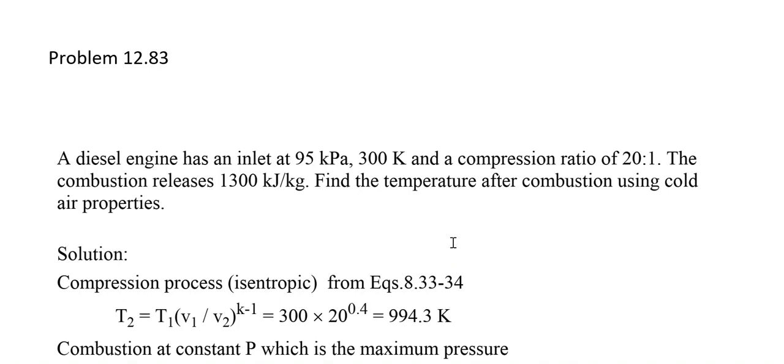Problem number 12.83, and that's a problem of the diesel engine. The diesel engine has the inlet at 95 kilopascal and 300 Kelvin and a compression ratio of 12:1. The combustion releases 1300 kilojoule per kg of heat. Find the temperature after the combustion using the cold air properties.